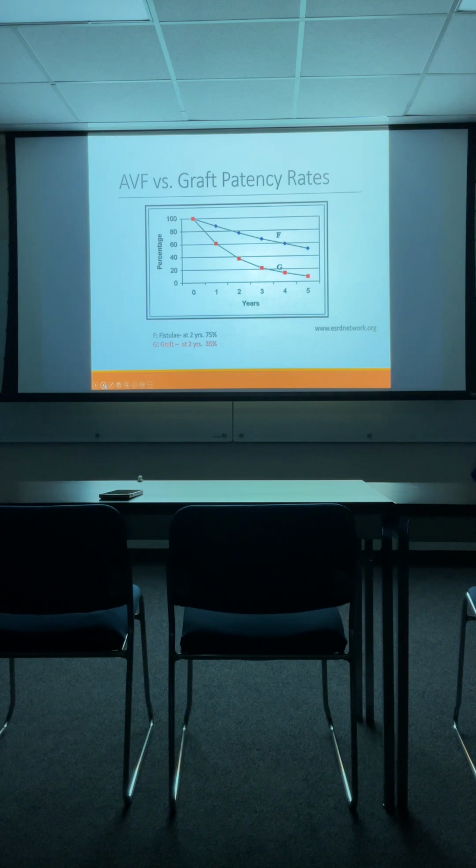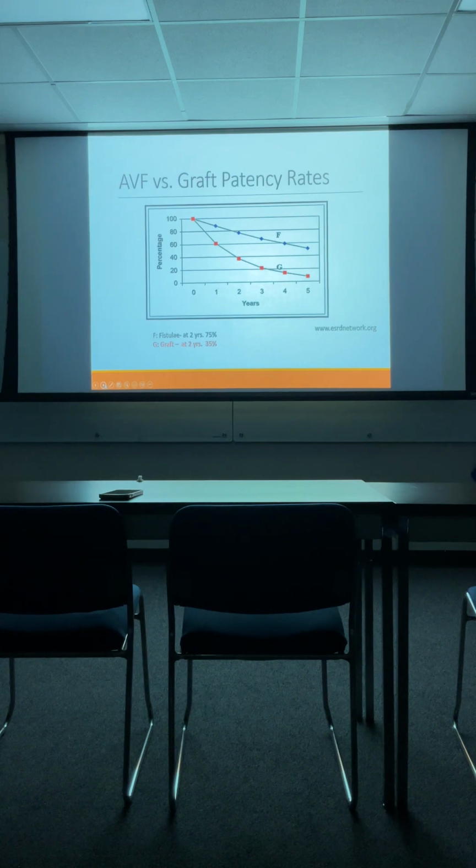So this is a comparison of AV fistulas versus synthetic grafts. In Europe and Asia, about 80% of patients have a native fistula access. Only 20% are synthetic, and it's pretty much reversed in the U.S. More than half of patients in the U.S. have a synthetic graft versus a native fistula.